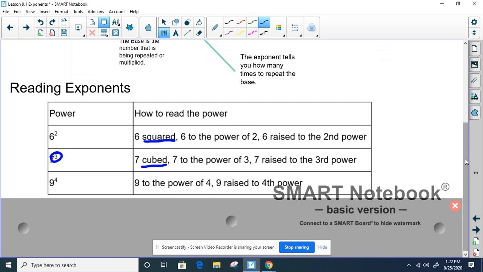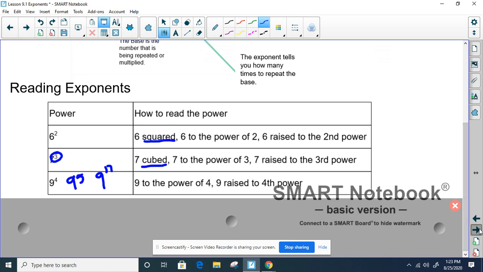And then any other number that's floating, it could be a 9 to the 4, a 9 to the 5th, a 9 to the 17th. We would read it as either 9 to the power of 4, 9 to the power of 5, 9 to the power of 17, or 9 raised to the fourth power. This would be 9 raised to the fifth power, 9 raised to the 17th power.